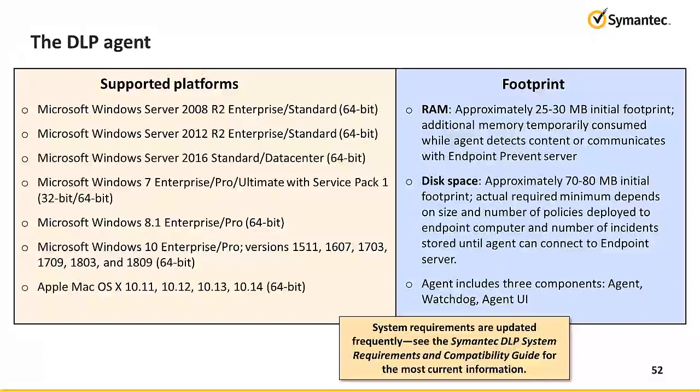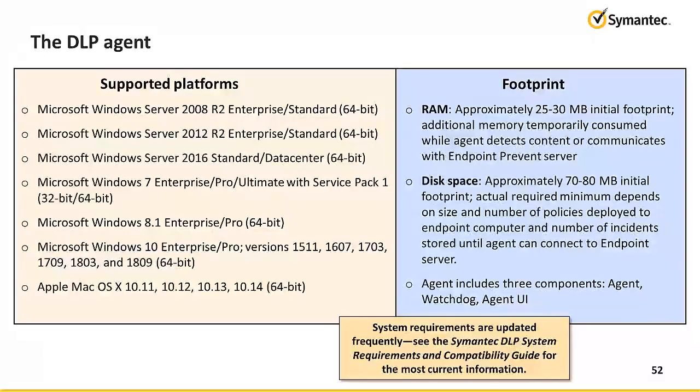The initial DLP agent installation consumes approximately 70 megabytes to 80 megabytes of hard disk space. The actual minimum amount required will depend on the size and number of policies deployed to the endpoint computer. Additional disk space is then required to temporarily store incident data on the endpoint computer until the agent sends that data to the endpoint server.